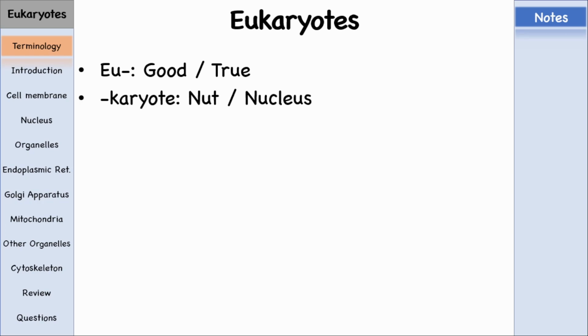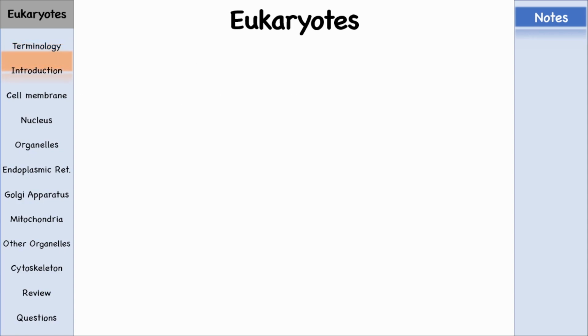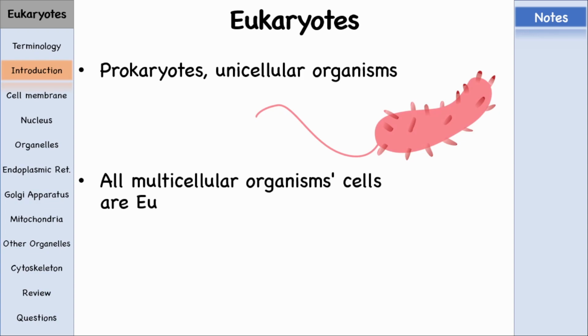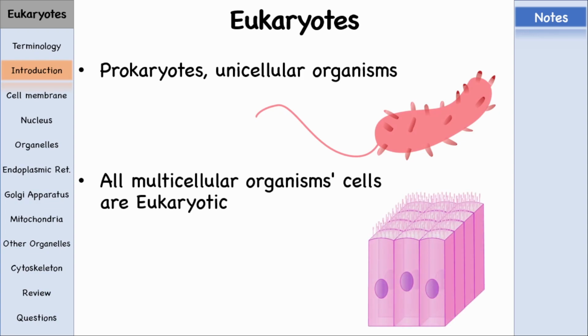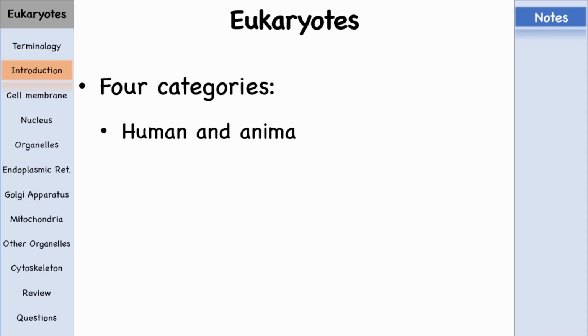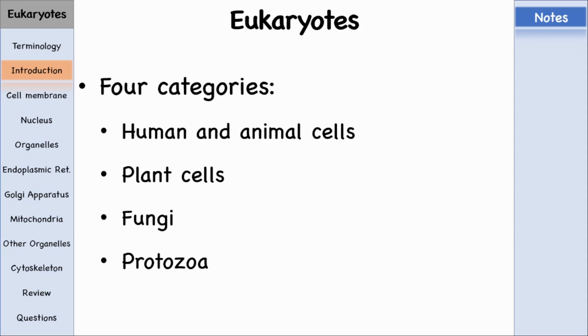Eukaryotes. The term eukaryote comes from Greek, where eu means good or true, and karyote means nut or nucleus. So these are cells with a true nucleus. We talked about prokaryotes and said that they are unicellular organisms, meaning that the organism is a single cell. As for multicellular organisms, including of course every organism we see with our eyes, they are all eukaryotes, and their cells are eukaryotic. Eukaryotes are divided into four categories: human and animal cells, plant cells, fungi, and protozoans.